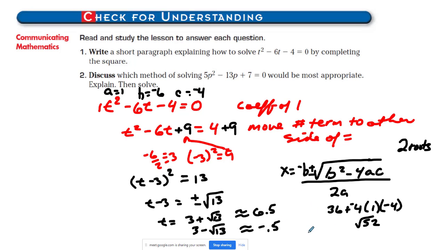So x would be minus b, which would be positive 6, plus or minus the square root of 52 over 2. This is going to give me 3 plus and minus the square root of 52 over 2. That's going to basically simplify to the same numbers that we got there. That's the way the quadratic formula would work.